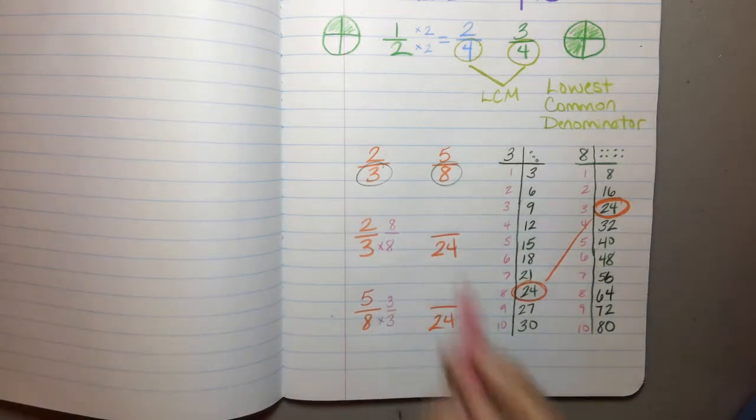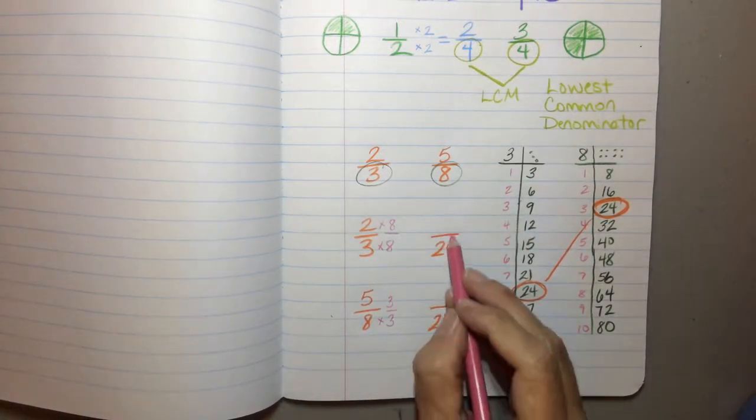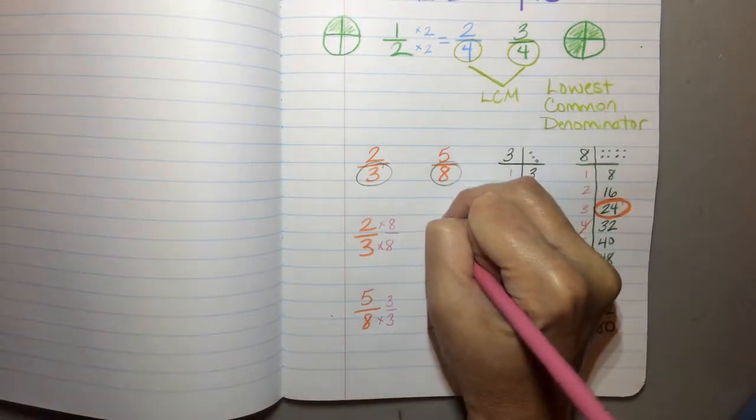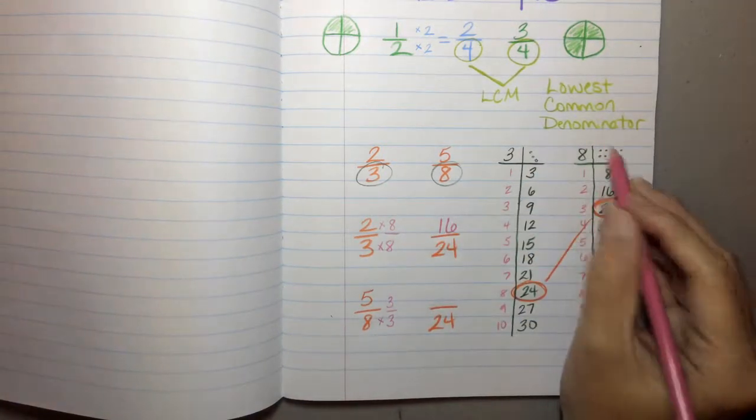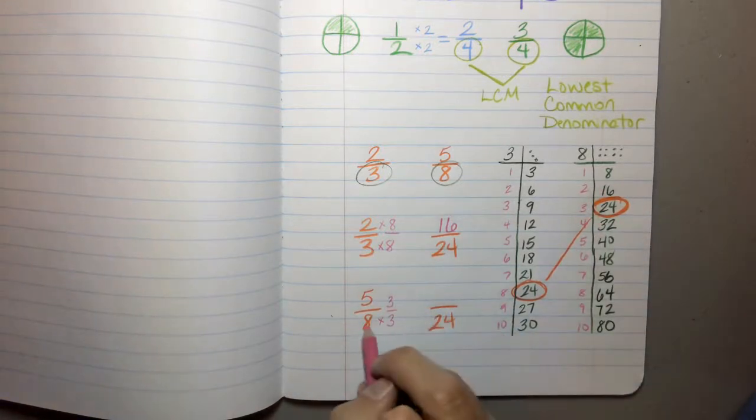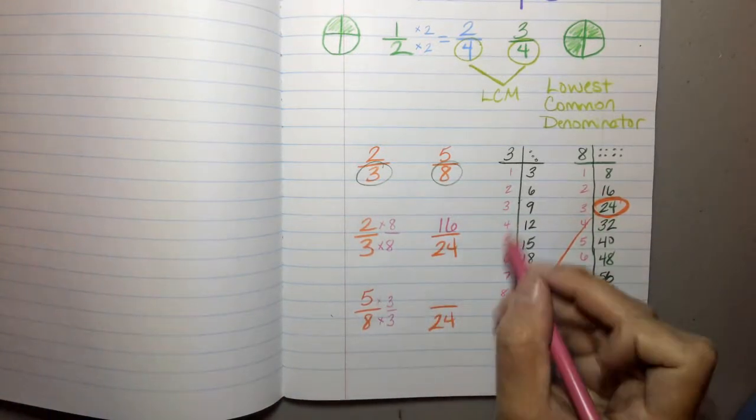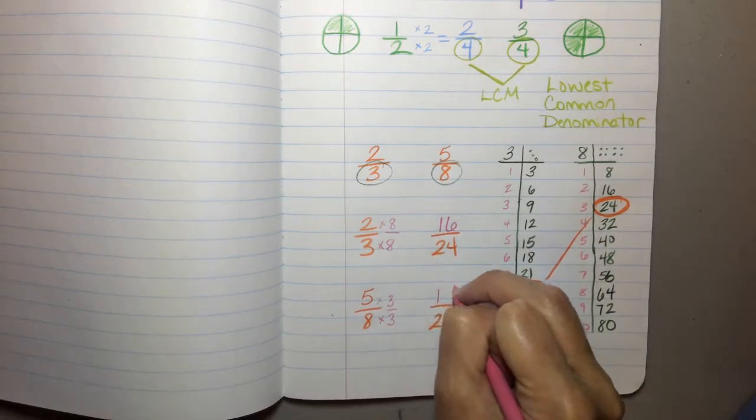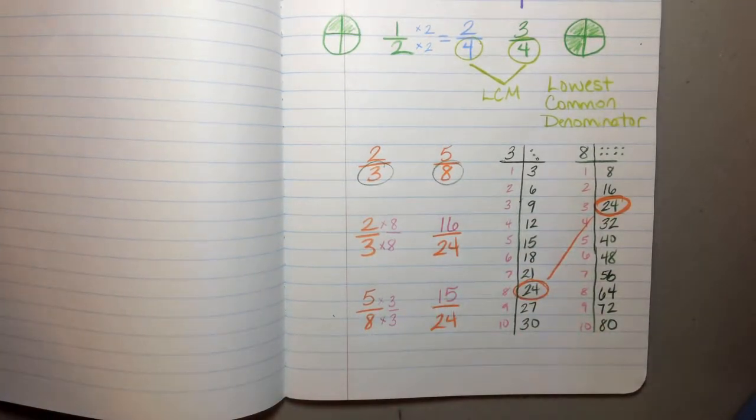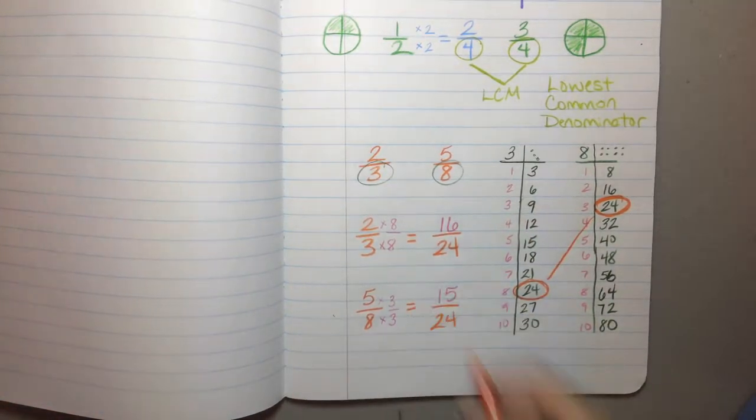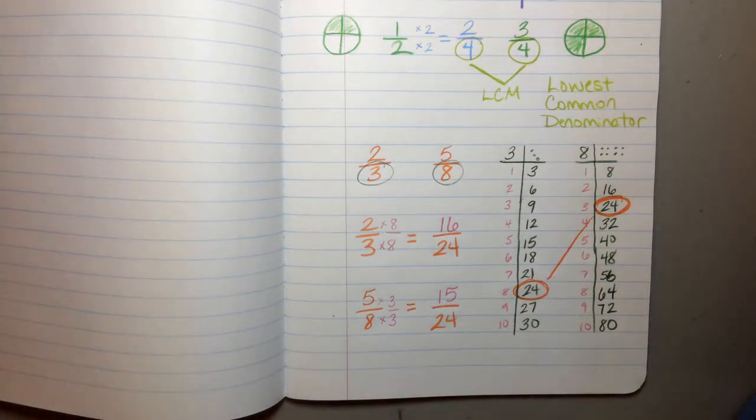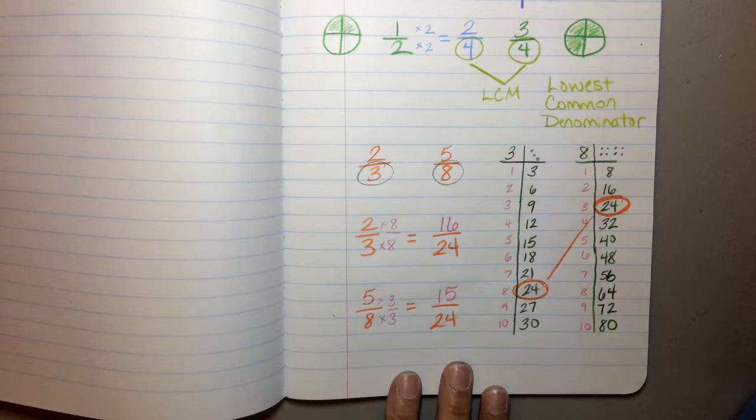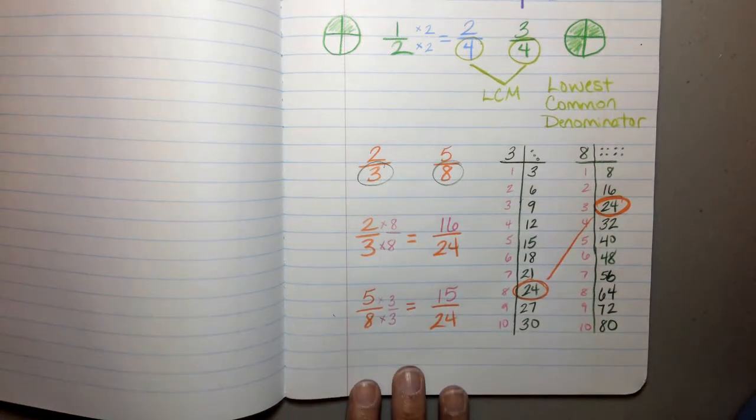So 3 times 8 will give me 24, and I've got that. So for the numerator over here, I do 2 times 8 is 16. And because I've cleverly made my T-charts, I didn't even have to think about that. 8 times 3 is 24, and 5 times 3 is 15. So 2/3 is equal to 16 24ths, and 5/8 is equal to 15 24ths. Okay, so now if I wanted to add those numbers, I could. So that is how you find the least common multiple to find the lowest common denominator.